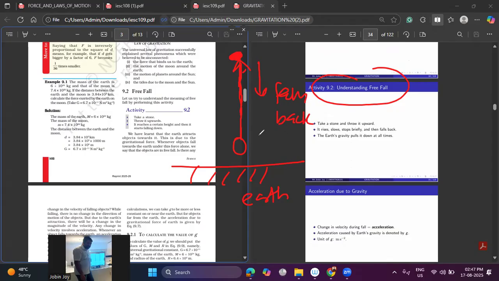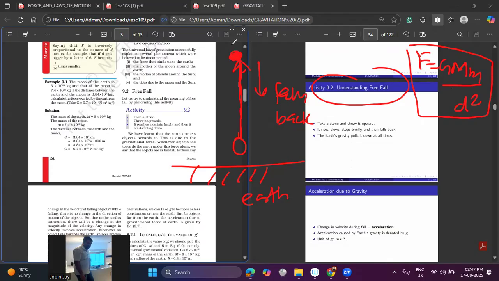Why does it fall back? Because the Earth is attracting it. As per the universal law of gravitation, the Earth is attracting the object. There is a force of attraction, F is equal to capital G m divided by d square. So Earth is exerting this force on this object. Because of that, when you throw a stone upward, after some time it will reach a certain position, and then the object will fall back because the Earth is exerting a force on this object.